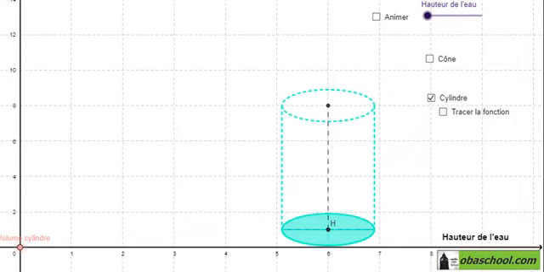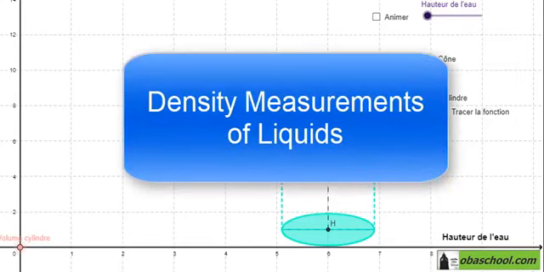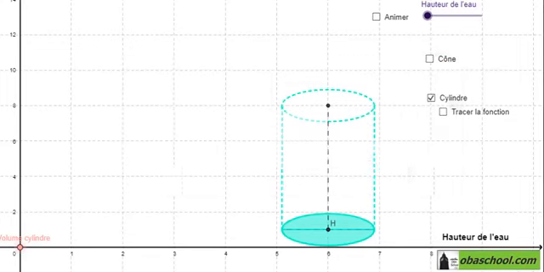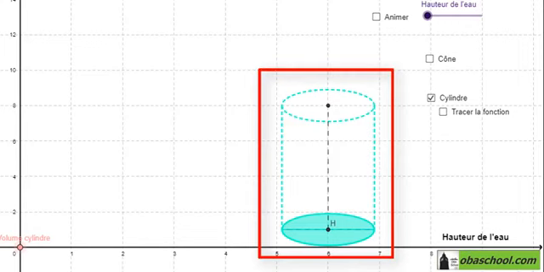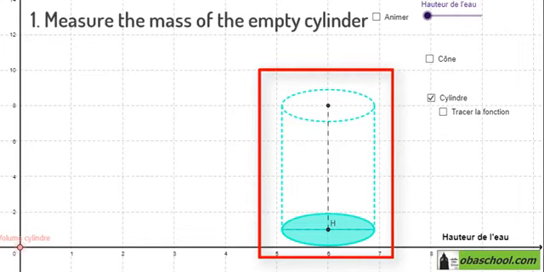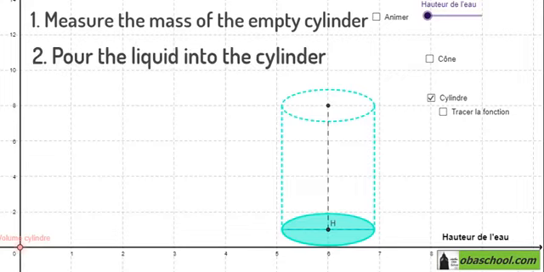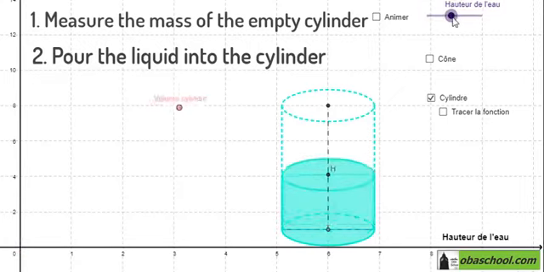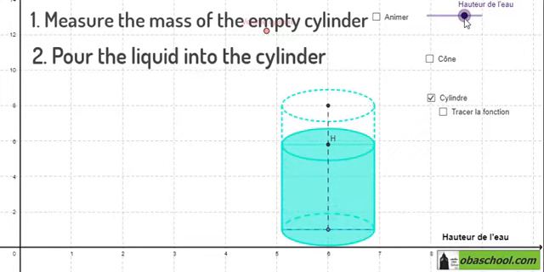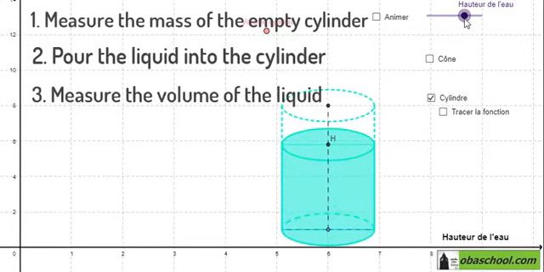Hello, in this video we're going to investigate the density measurement of liquids. Actually, we can measure the density using a cylinder. First, let's measure the mass of an empty measuring cylinder, and then we pour some of the liquid into the measuring cylinder and measure the volume of the liquid directly.